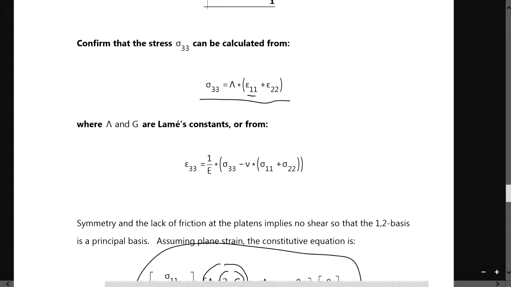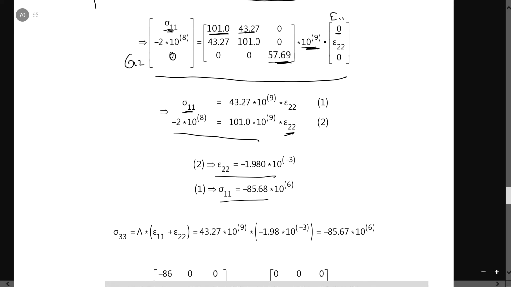Alright, your sigma 1 is actually 0 because there is no strain, and then you know your sigma 2 2, you can simply sub it into this the Lamé's constant, you will get your stress 3 3. This is what we're gonna do right now.